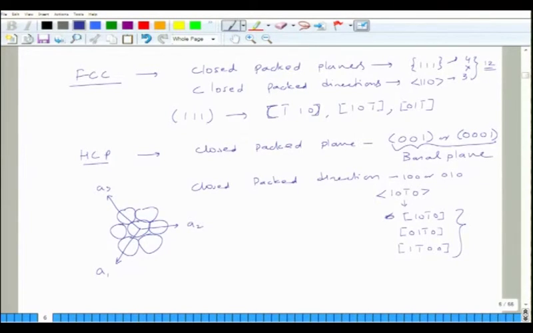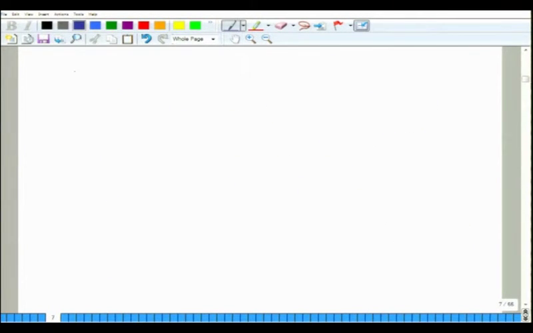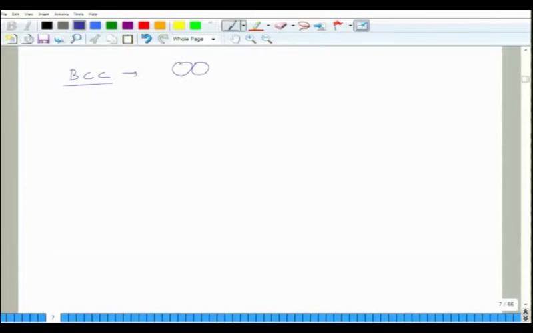Okay. Now, in case of BCC, there is no close packed plane. The plane which has the highest density of atoms, which is like this. Okay. So there is no close packed plane, but there is a close packed direction. All right. Sorry, not this. Let me just draw the BCC cell again. So this is the BCC cell.